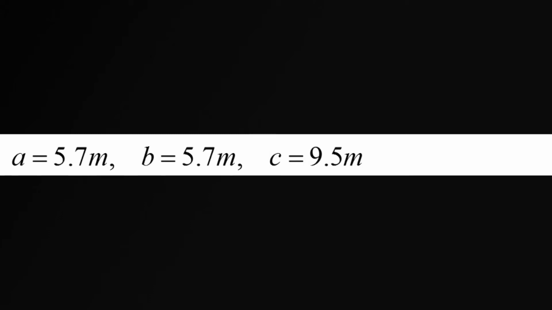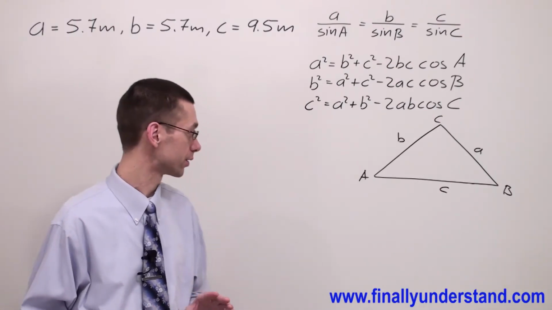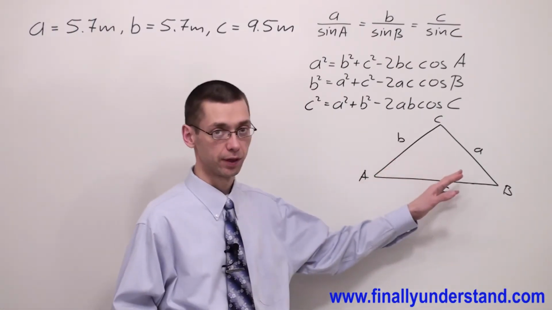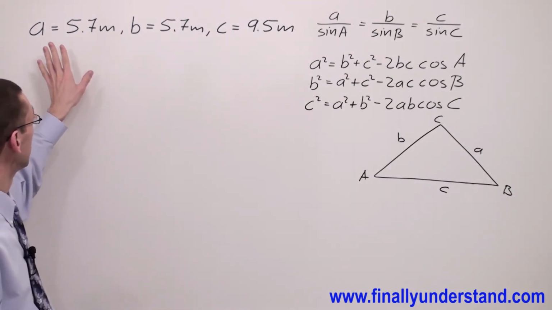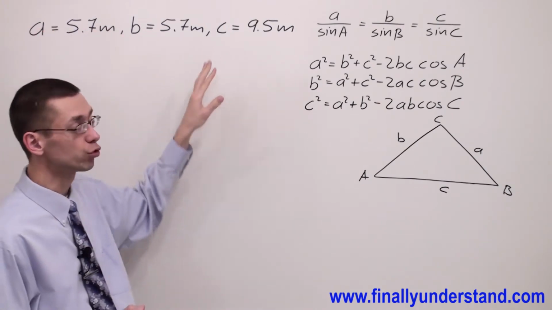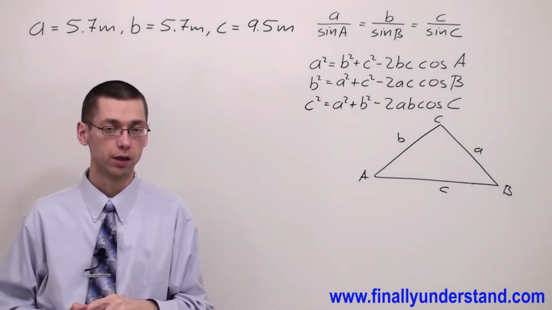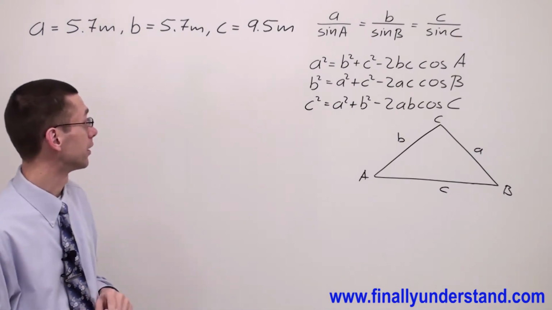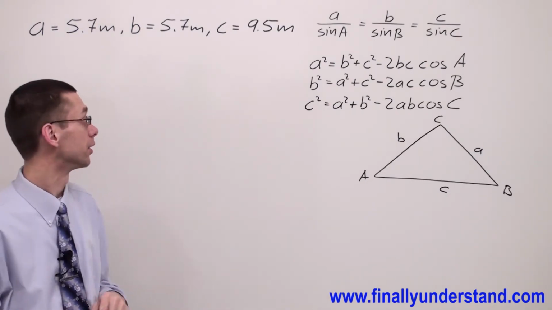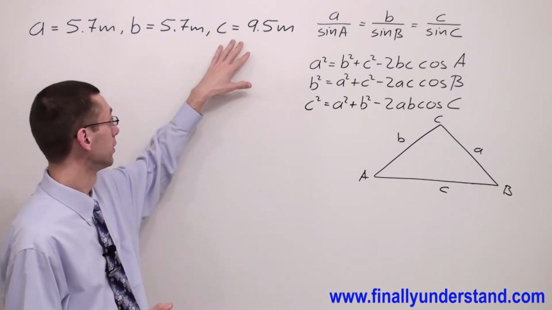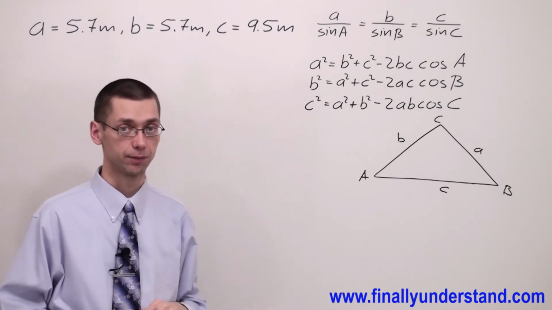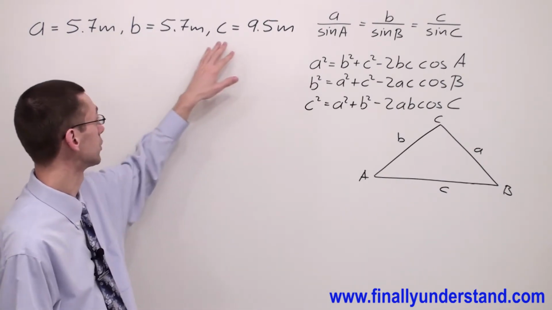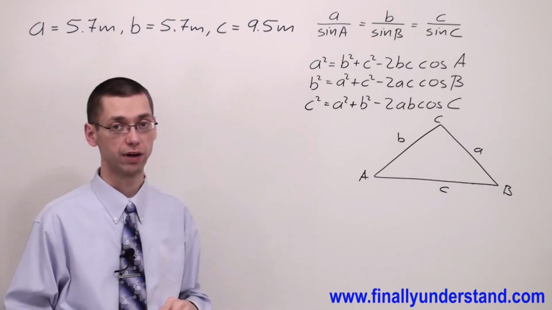This time we are given three sides and we're supposed to find the angles of the triangle. Please notice that anytime you are given three sides, you're supposed to always start by calculating the largest angle. I mean, you're supposed to find the angle across the longest side. The longest side in my problem is side C, 9.5 meters.